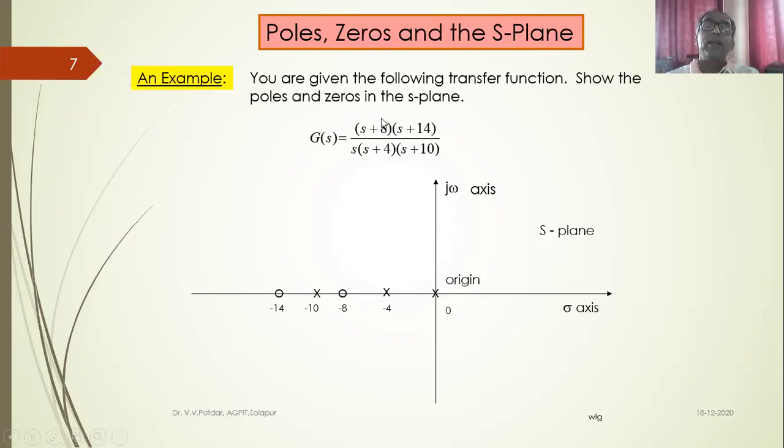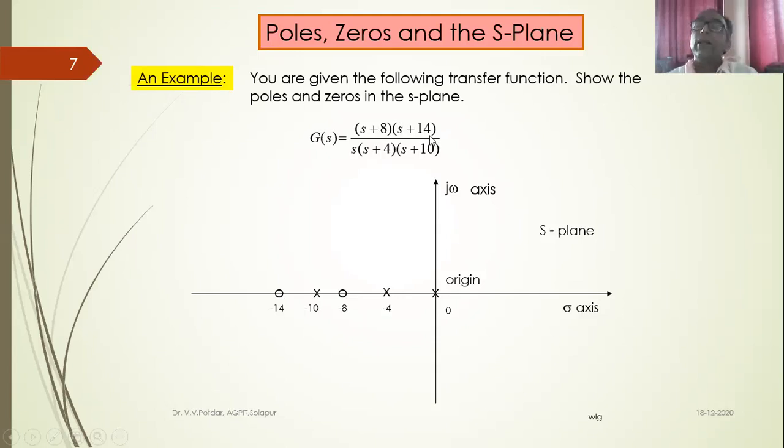Now how do I plot it? S is equal to minus 8, a negative real number. So on the real axis, I put minus 8, and I plot this zero using a hollow circle. This is minus 8, the first zero I have plotted here. Now the second zero: at S equal to minus 14, the numerator becomes 0 and the entire ratio becomes 0. So S equal to minus 14 is my second zero. One more hollow circle. So two zeros are plotted on the negative real axis because these factors are real factors.